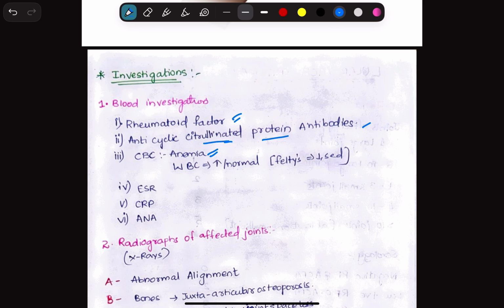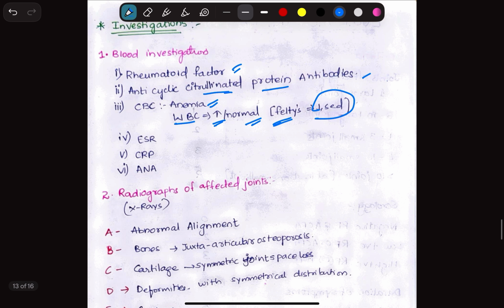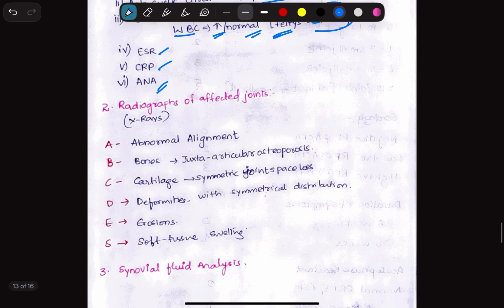So there will be anemia, and when you check for WBC count, there may be elevation or it may be normal. There could be neutropenia when it is associated with Felty syndrome. We know Felty syndrome is splenomegaly, rheumatoid arthritis, and along with neutropenia, right? So there may be elevation of ESR, CRP, and we'll also check for anti-nuclear antibodies. So these are the blood investigations which we do in rheumatoid arthritis.